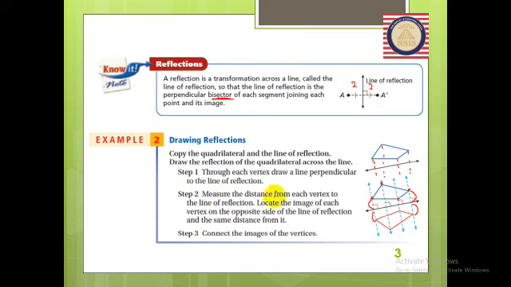Okay, and measure the distance from each vertex to the line of reflection, and locate the image of each vertex on the opposite side of the line of reflection and the same distance. Okay, then after I make the vertices, I'm going to connect them to make the figure. Connect the image of the vertices.